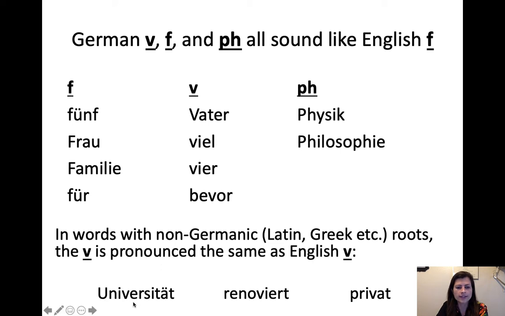So Universität, renoviert, privat. So it's not Universität with an F sound, it's Universität with an English V. If it followed this rule, like Vater, für, it would be different, but no. So you will see the V pronounced like English V in these cases. There are lots of words like this. You just have to be able to tell, does that look German or does that look Latin or Greek? And that will tell you.